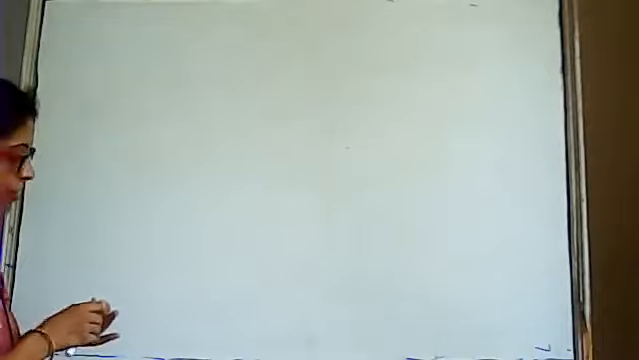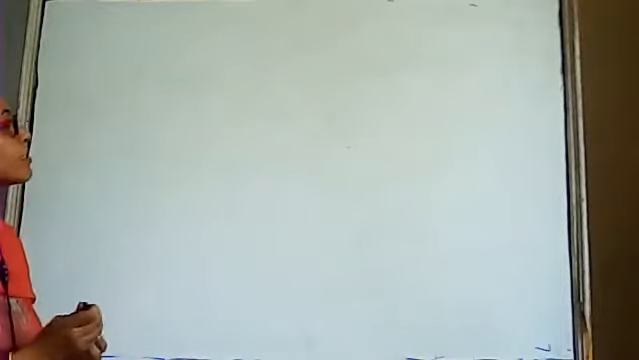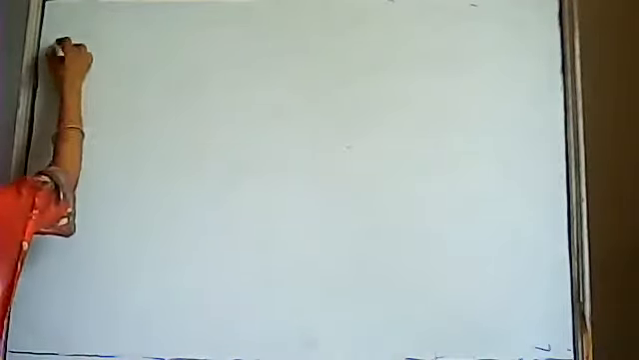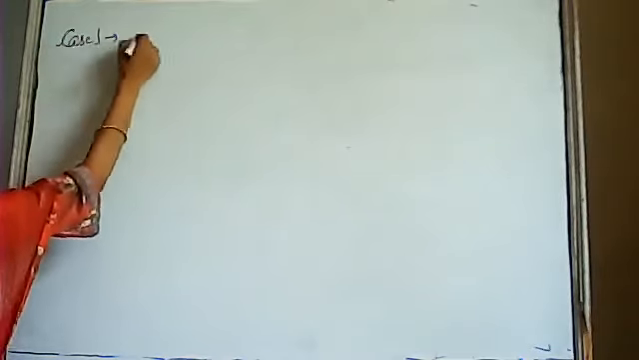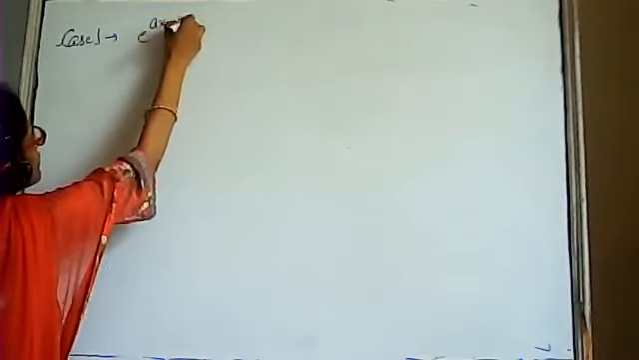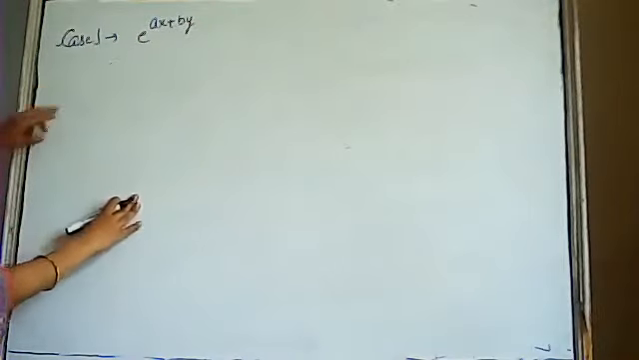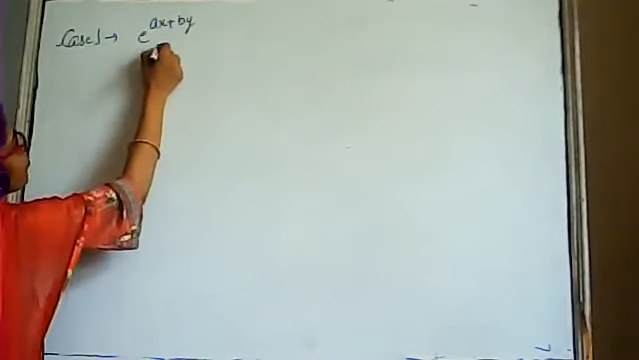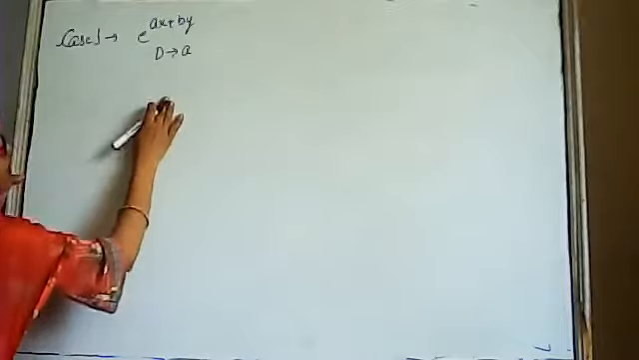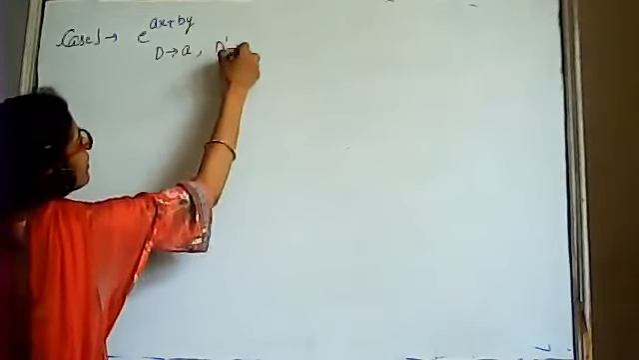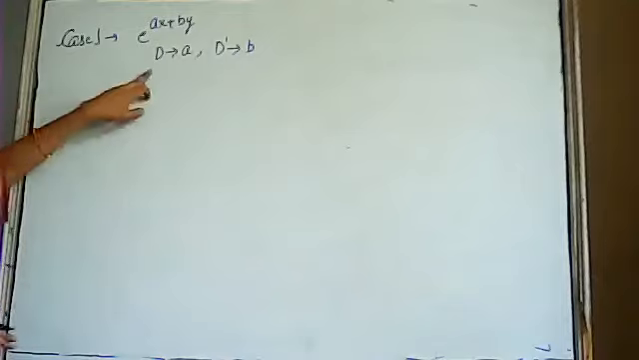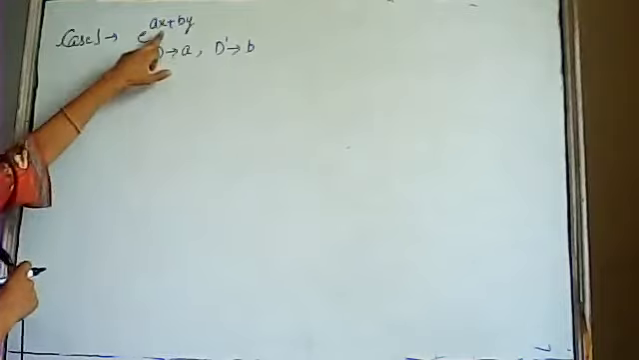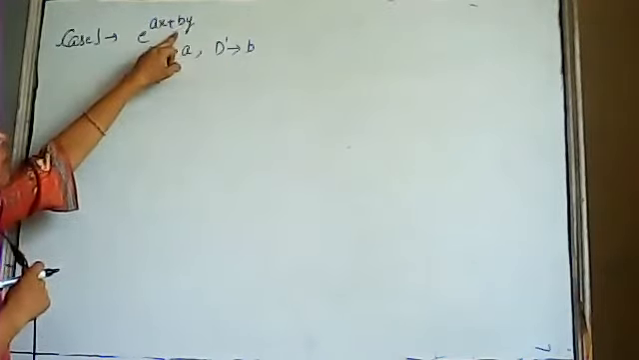Second case is if the right hand side is not 0. In that case we have different types of equations. First case is if the right hand side is of the form e^(ax+by). Whenever we get a term of the form e^(ax+by), in the particular integral we will replace D with a and D' with b, where a is the coefficient of x and b is the coefficient of y.